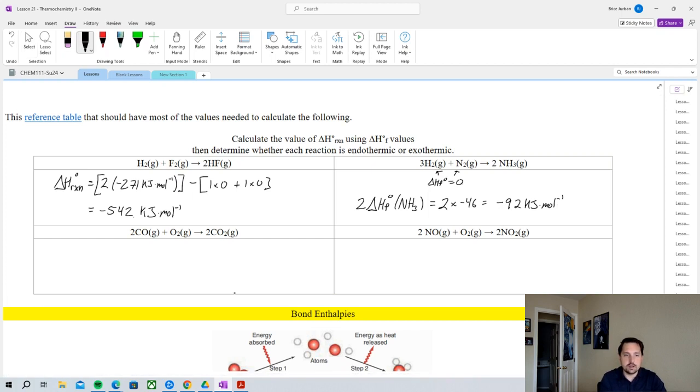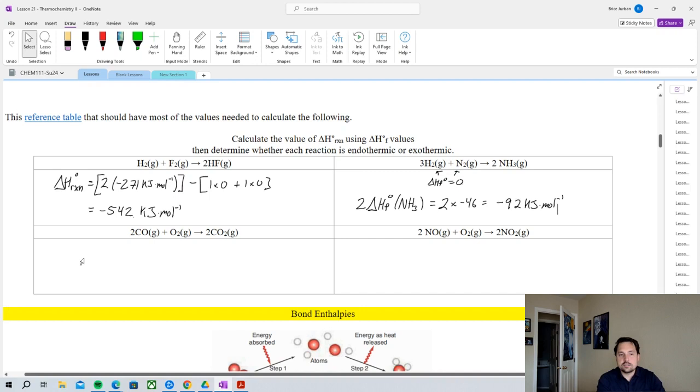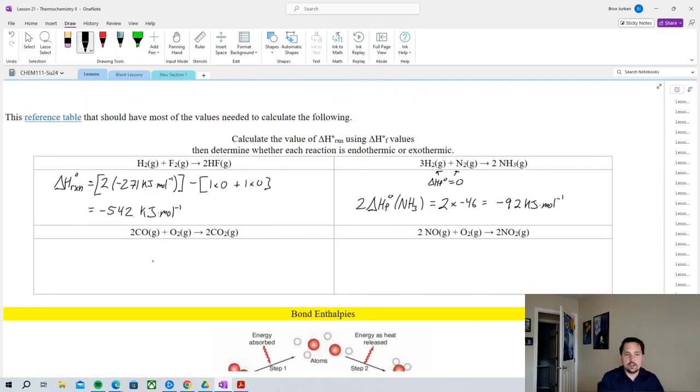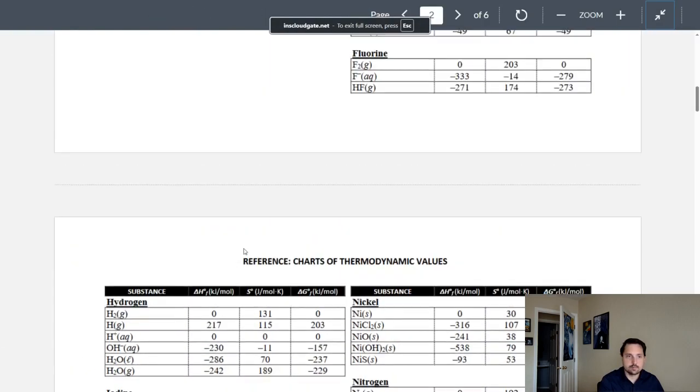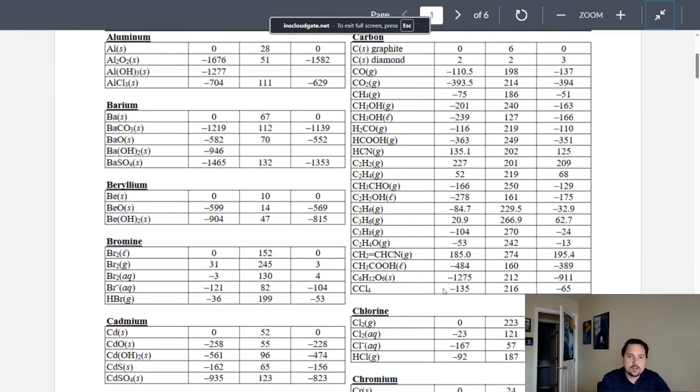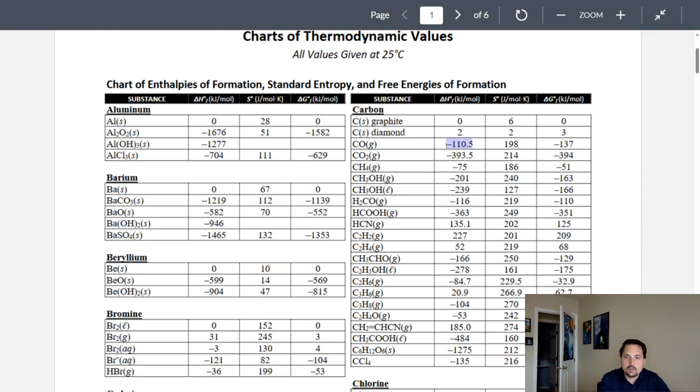Okay, so these other 2 problems, we have carbon monoxide reacting with oxygen to form carbon dioxide, and nitrogen oxide plus oxygen giving us nitrogen dioxide. And both of these aren't just heats of formation reactions. So we have to make use of the heat of formations of these other things. So CO, let's find that value first. Okay. So negative 110.5.